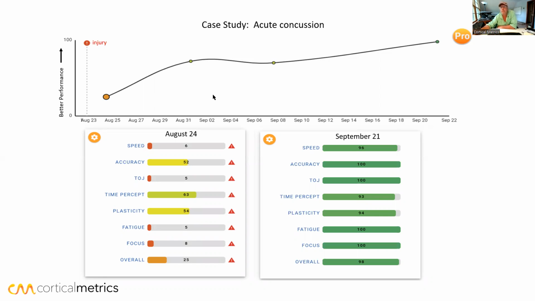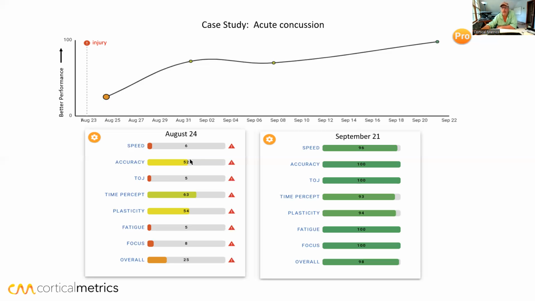We collect a lot of metrics with the Brain Gauge. We do several tests, and they generate different metrics, things like speed, accuracy, temporal order judgment, timing percept, plasticity, fatigue, focus. But the overall score is a compilation of all those scores. And what you see in this graph is a timeline of this overall score.